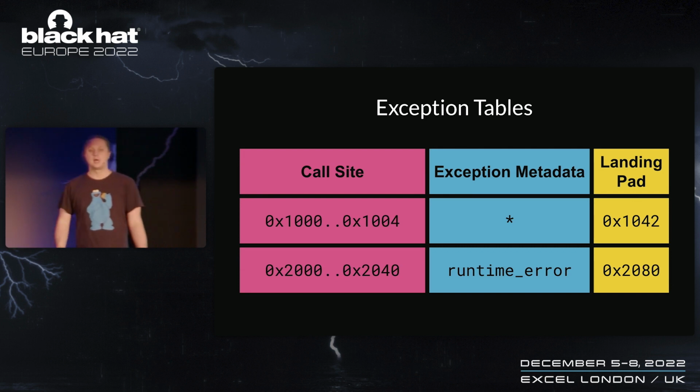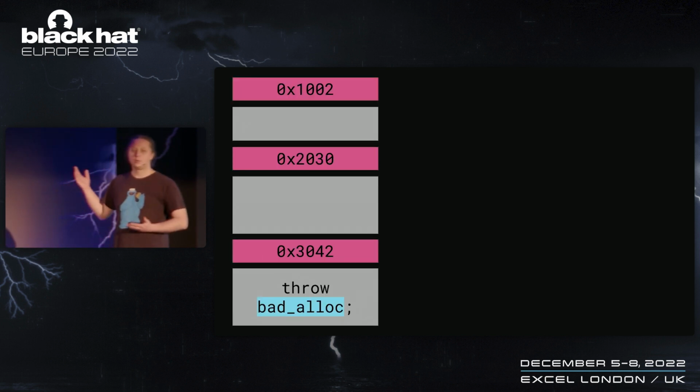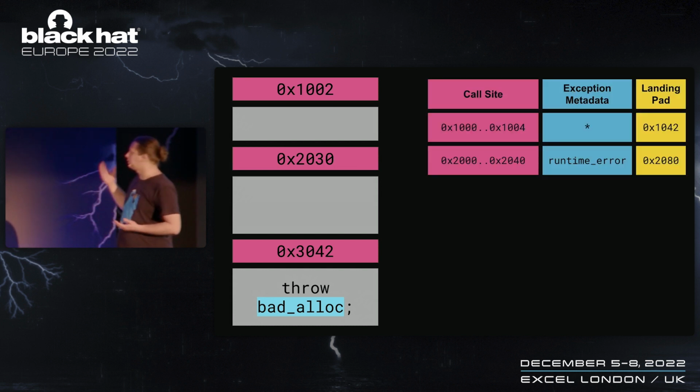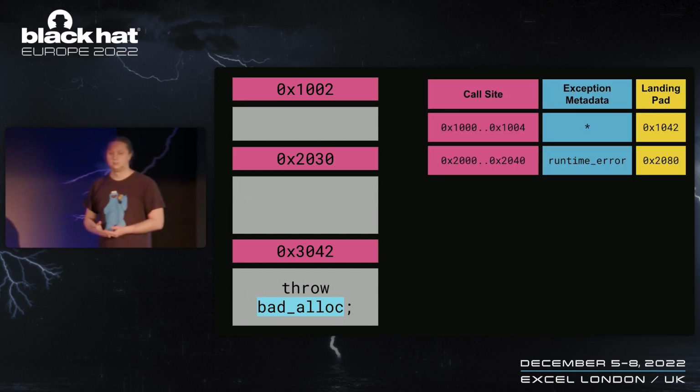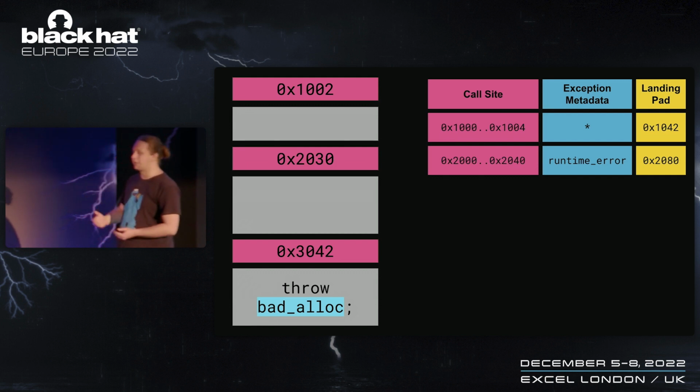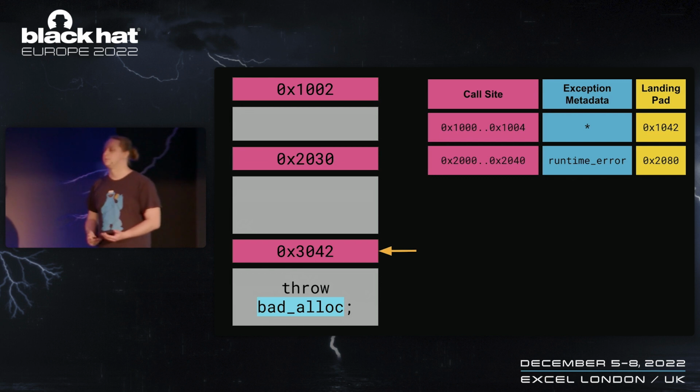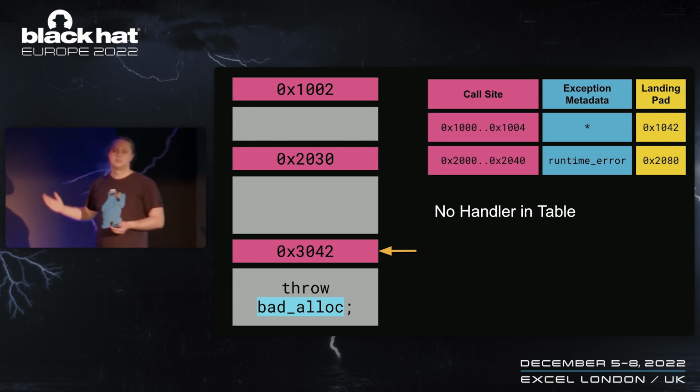So let's look at an example to make this clear. Here we have the stack for 3 functions, and the last function in that call chain throws a bad alloc exception. So the unwinder will consult the exception handling table. It'll start out by looking at the return address of the first function, the one that threw the bad allocation exception. In this case, this return address is not in the table. So the stack unwinder will say, nope, I don't have a handler for this one.